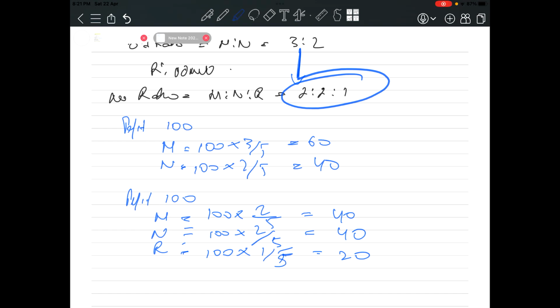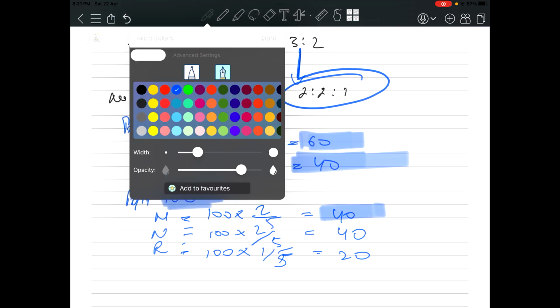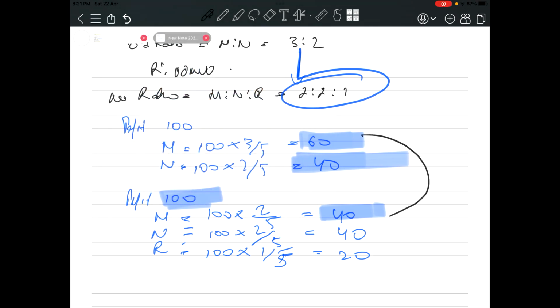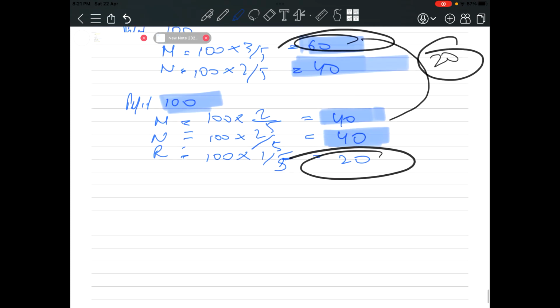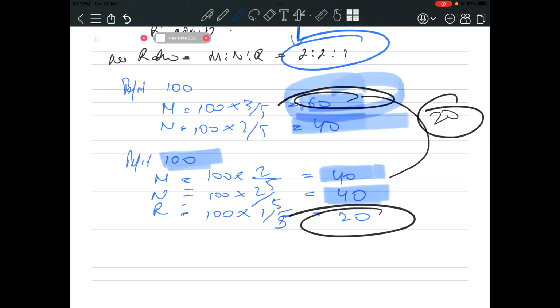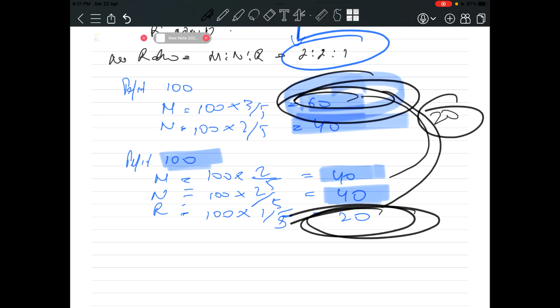Earlier M was getting 60, N was getting 40. Now in 100 profit, M is getting 40, right? See, there is a reduction of 20 rupees. So M is sacrificing 20 rupees in favor of R. N is the same, N is enjoying the same profits. There is no change in N. So who is the sacrificing partner in this case? M is the sacrificing partner. He is sacrificing in favor of R.